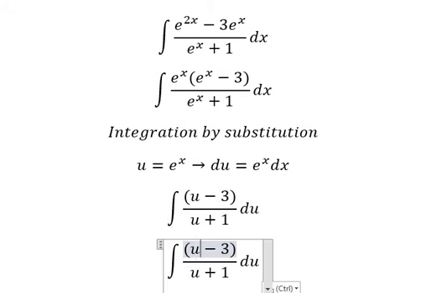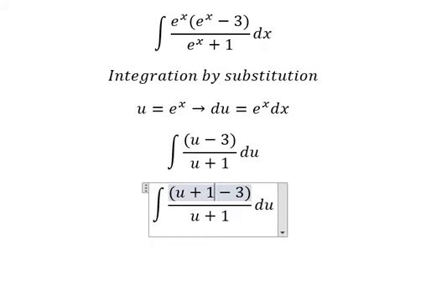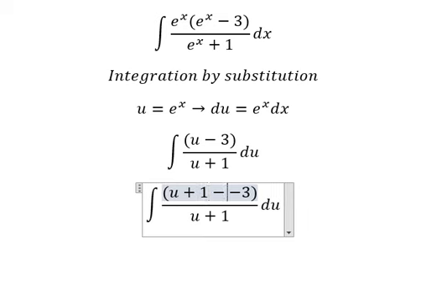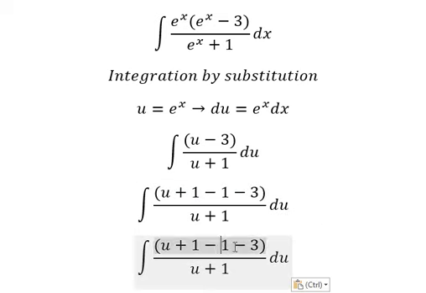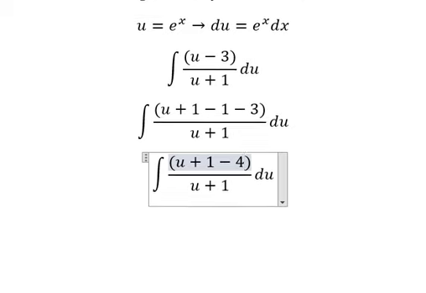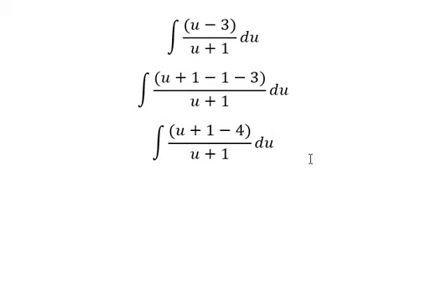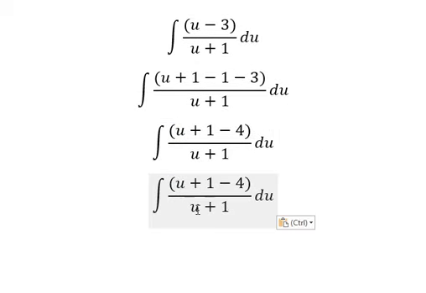Next, we need to add number 1 in here. Later, we need to minus number 1. This one we have negative number 4. So u plus 1 divided by u plus 1, you get number 1.